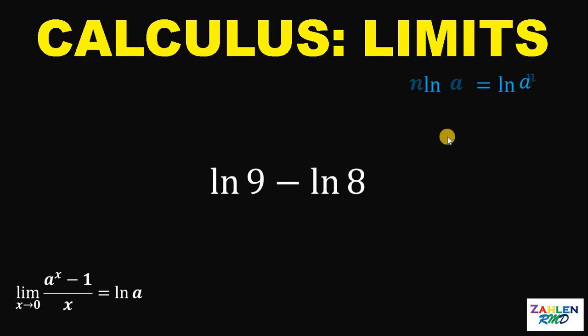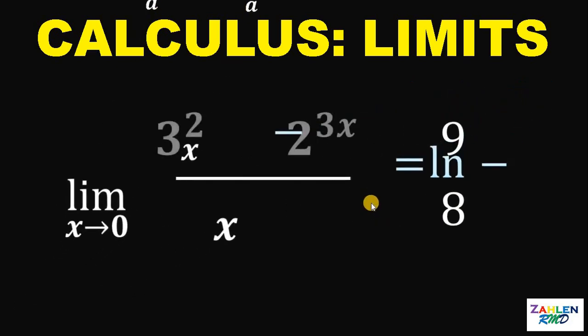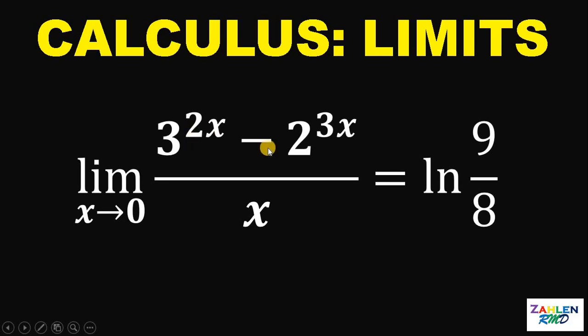Now, at this point, we will use this law of logarithm. If we have ln of a minus ln of b, it is equivalent to ln of a over b. Therefore, ln of 9 minus ln of 8 can be written as ln of 9 over 8. Therefore, the value of the limit of (3 raised to 2x minus 2 raised to 3x) all over x as x approaches 0 is simply ln of 9 over 8. And as always, we are done.